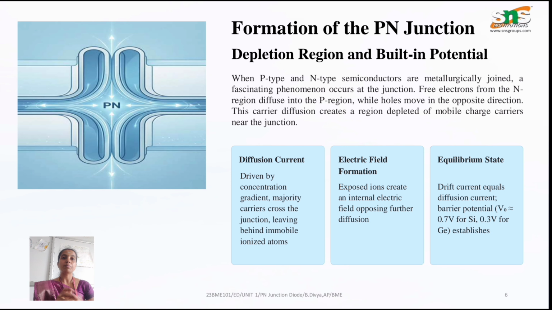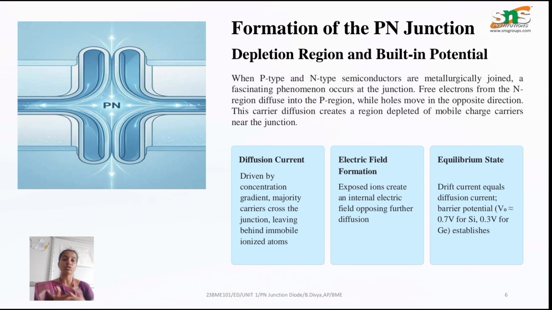When P-type and N-type semiconductors are metallurgically joined, fascinating phenomena occur at the junction. Free electrons from the N region diffuse into the P region, while holes move in the opposite direction. This carrier diffusion creates a region depleted of mobile charge carriers near the junction. Next: diffusion current, electric field formation, and equilibrium state.